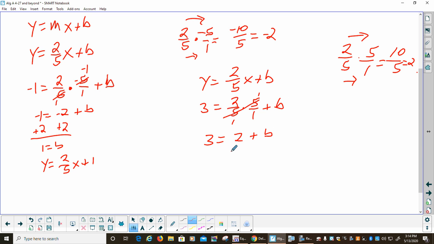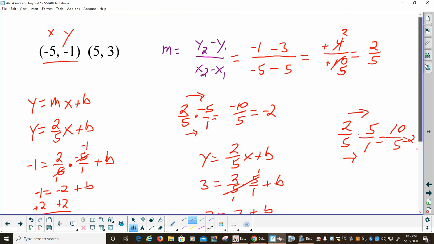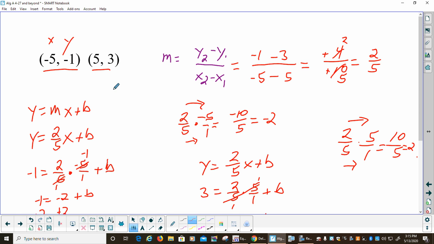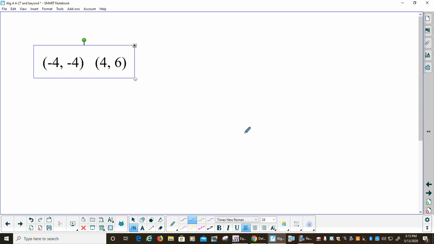I'm adding a +2, so to get rid of it, I'm going to subtract 2. 1 is equal to b, so my final answer is 2/5 x plus 1. Notice these two are the same answer. So once you have your slope, it doesn't matter which point you pick. Whichever one you like better. I probably would have picked this one because the numbers are both positive. I find positive numbers easier to work with. But it's not going to make any difference which point you pick. Okay? Let's try another one.